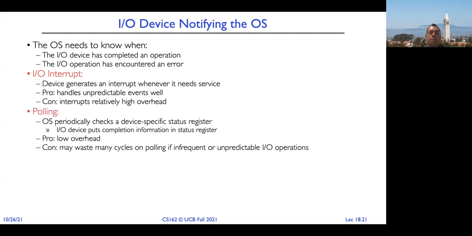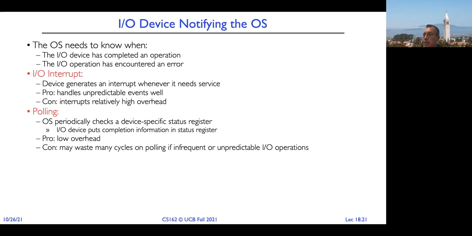The other one is polling. So this is where the operating system periodically checks a device-specific status to see whether it's ready. Remember that I showed you in the IO controller, one of these registers was called status. So for instance, say it's a printer. The OS wants to know when the printing is done, so I can tell the user, okay, whatever you sent to the printer is done.